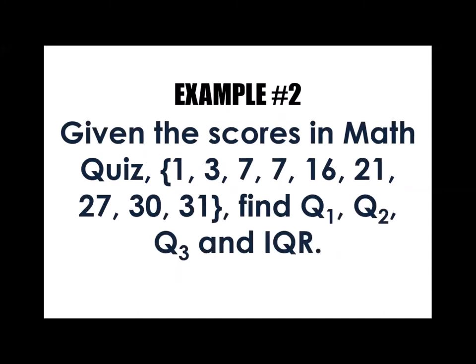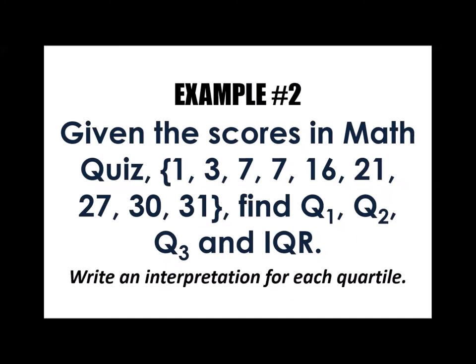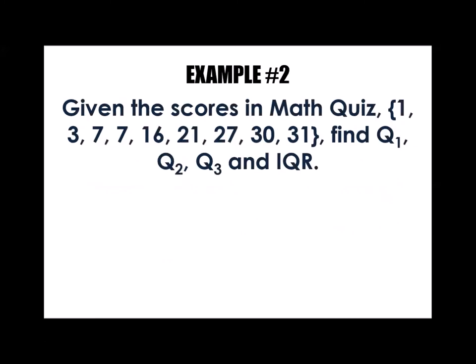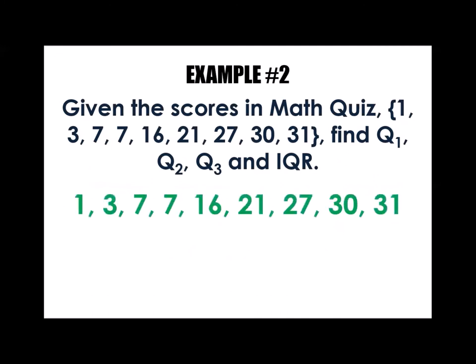Given the scores in math quiz 1, 3, 7, 7, 16, 21, 27, 30, and 31, find the three quartiles and the IQR. Okay? And don't forget, let us interpret everything that we solve. So, hindi lang basta nagsosolve. So, as you can notice, yung given natin na dataset ay arranged na. So, let's already skip the first step, the arrangement of dataset from lowest up to the highest score.